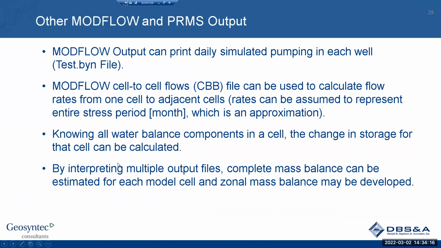So to summarize, we can do interpretation of multiple MODFLOW and PRMS output files, and that will allow us to calculate a complete mass balance in each model cell, and we can have that for a certain zone. If we calculate it for each cell, we can delineate zones and calculate the mass balance for the zone. So this is my last slide.